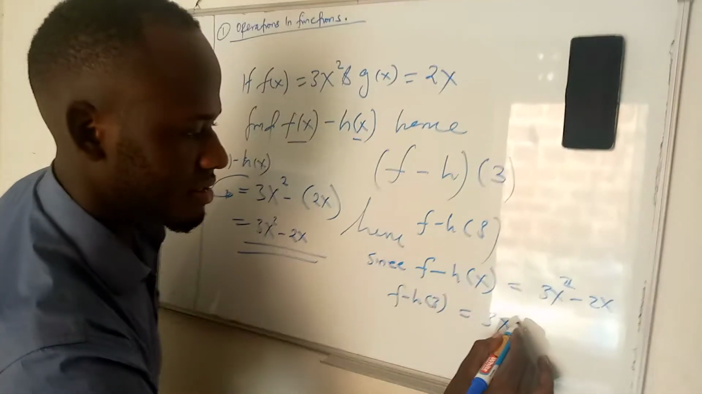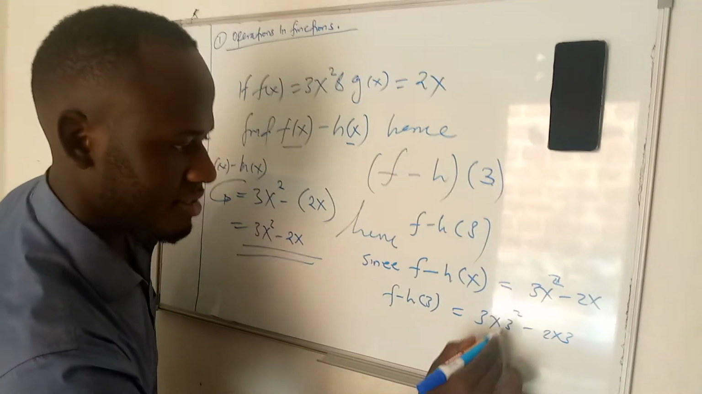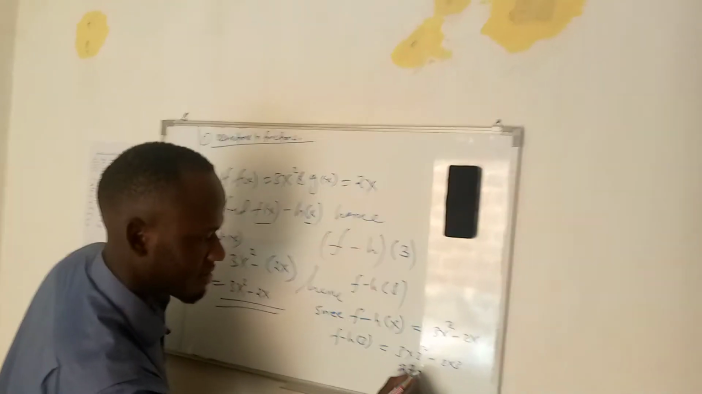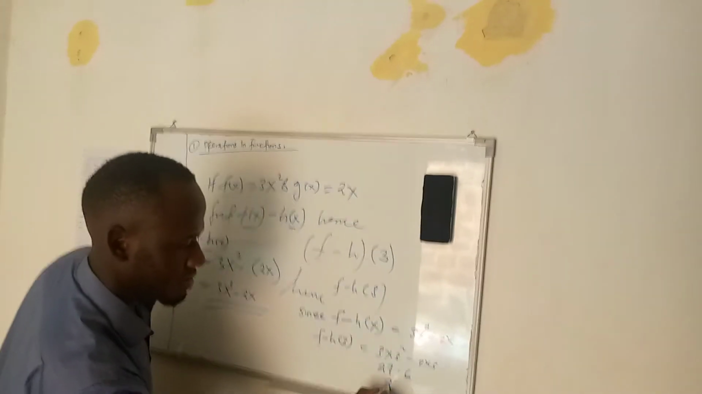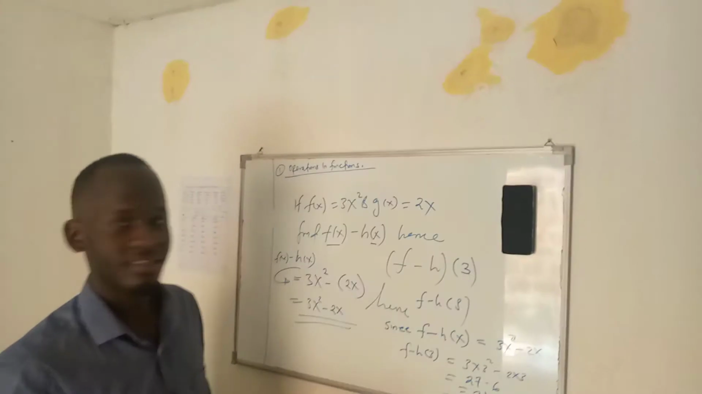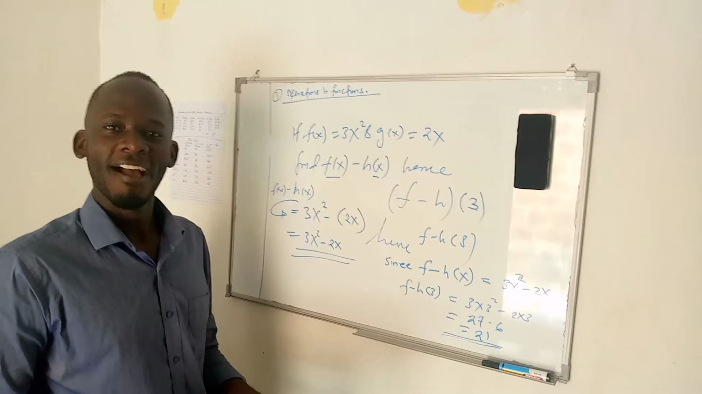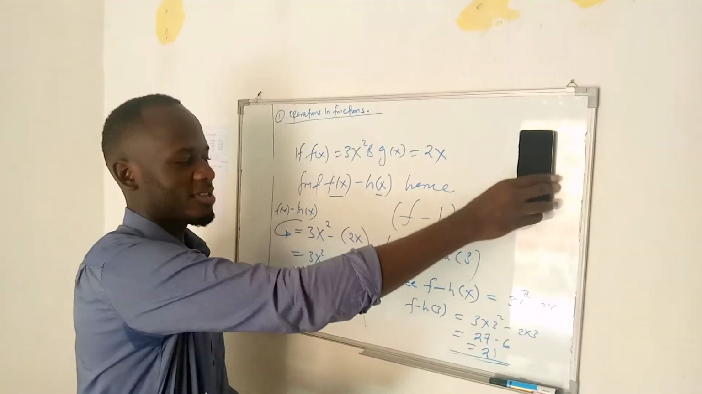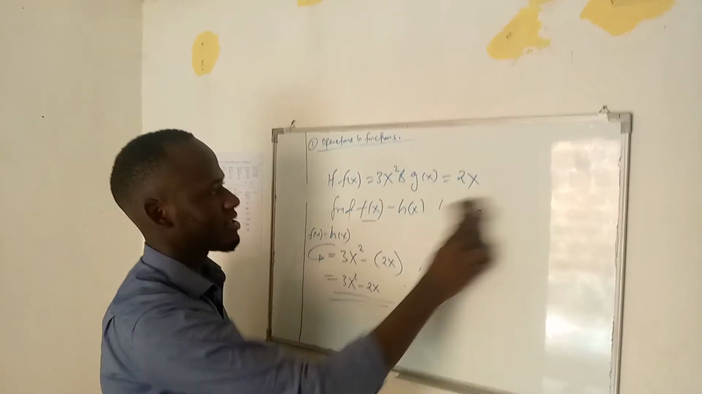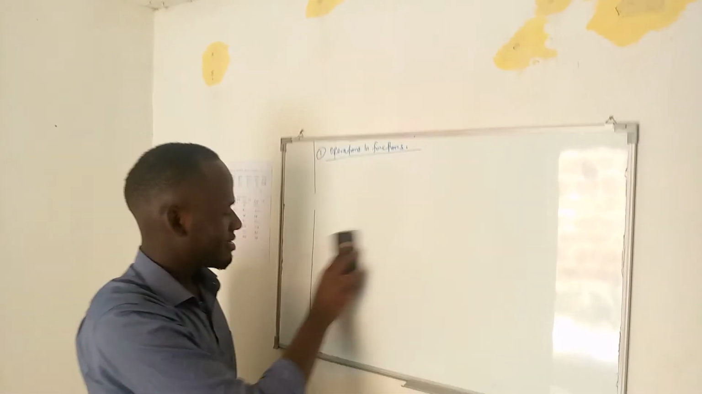our (f minus h) of 3 is given by 3 times 3 squared minus 2 times 3. This gives 9, and 9 times 3 is 27. 27 minus 6 is 21. That is our final answer. Let's go step by step so that we can all understand functions. Functions are an easy topic. It is a viable thing that you can easily understand, contemplate and articulate sensibly.